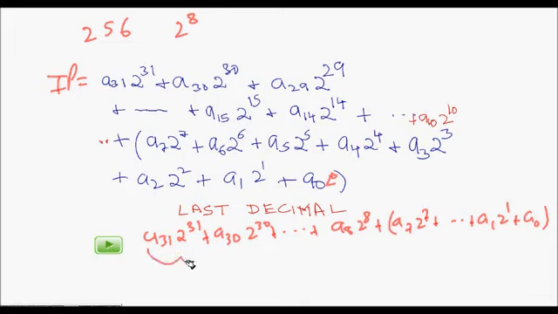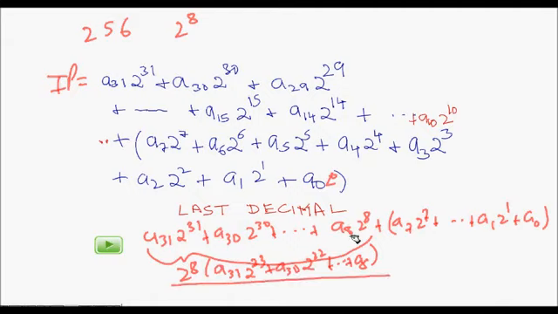Now whatever may be here, 1, 0 or whatever, everything above will be divisible by 2 to the power of 8. I can take 2 to the power of 8 common: A31 2 to the power of 23 plus A30 2 to the power of 22, till A8. Whatever A31, A30 and so on are, this part will be divisible by 2 to the power of 8, which is 256. So if your last number in the dotted decimal format is divisible by 256, this whole thing will be divisible by 256. This is the way we find out whether your IP address is divisible.